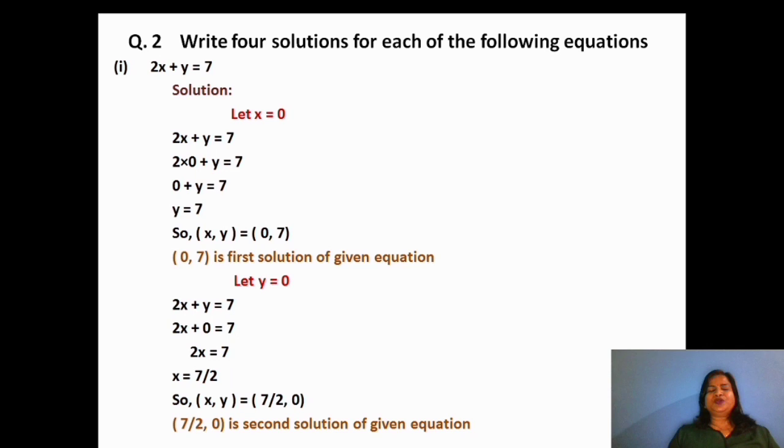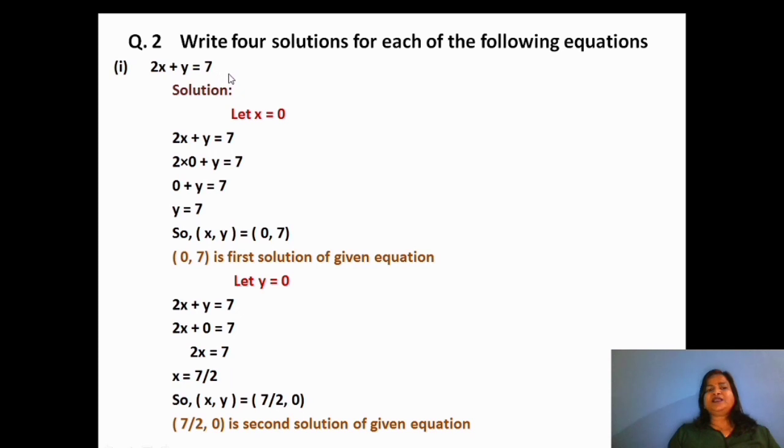Today we will do question number 2 from exercise 4.2. In this question, we have to find 4 solutions of each equation. And 3 equations are given in this question. So, one by one, we will get 4 solutions of each equation. Our first equation is 2x plus y is equals to 7.